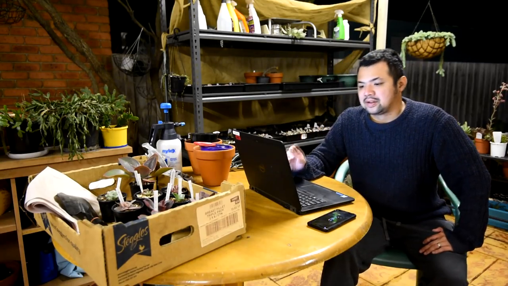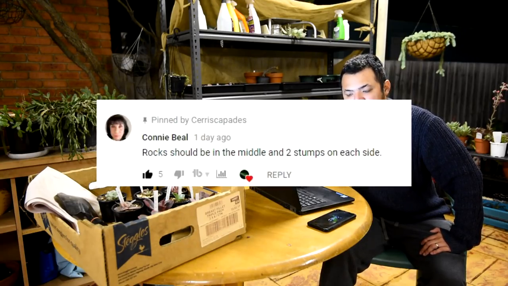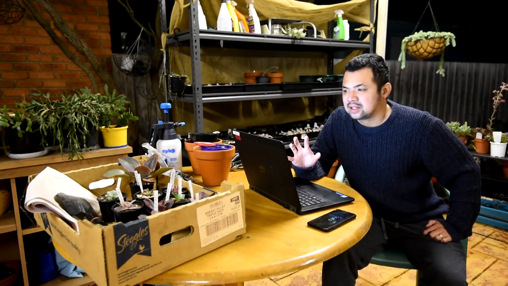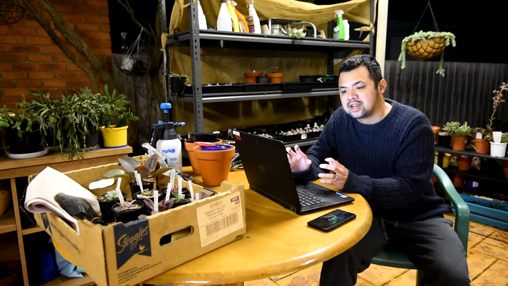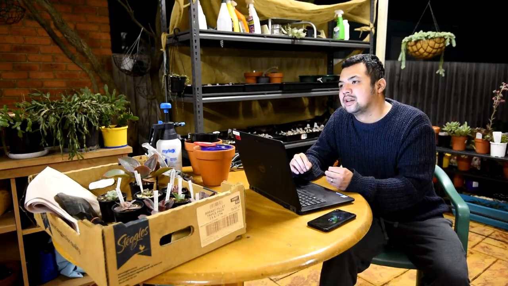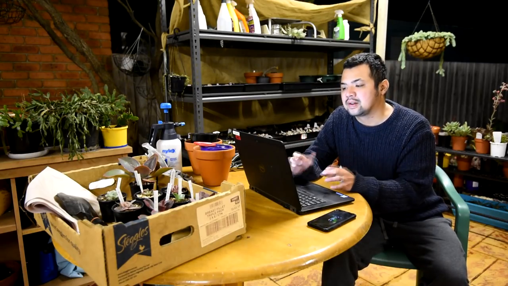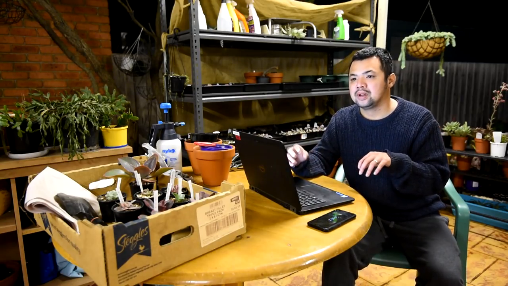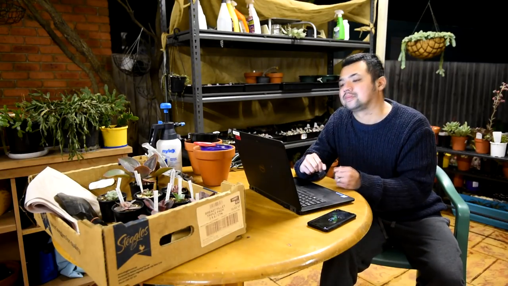So the comments are, number one from Connie Bill saying, "Rocks should be in the middle and 2 stumps on each side." I agree with that. There's a sense of harmony in there. So what Connie is saying here is that I have 3 stumps and I've got 5 pots. And I did mention that there's a mismatch, so I had to create a pedestal out of rocks. And what Connie is saying is that maybe I could move them around so that there would be 2 stumps on each side and in the middle would be just the rocks.